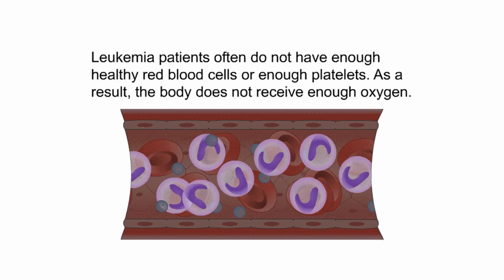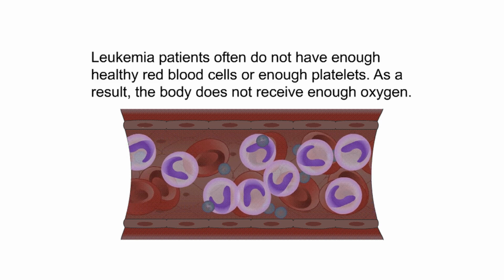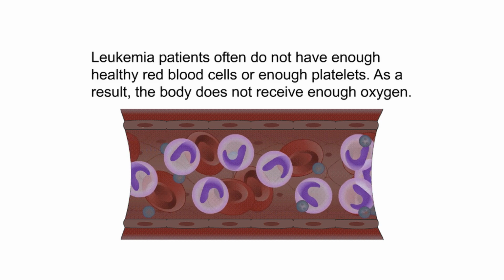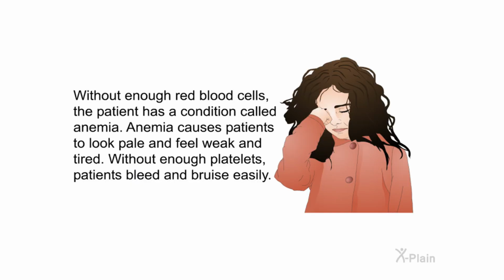Leukemia patients often do not have enough healthy red blood cells or enough platelets. As a result, the body does not receive enough oxygen. Without enough red blood cells, the patient has a condition called anemia. Anemia causes patients to look pale and feel weak and tired. Without enough platelets, patients bleed and bruise easily.